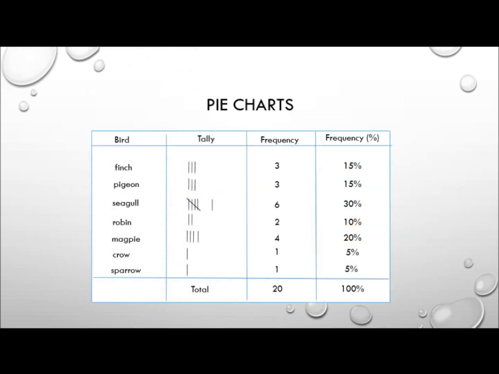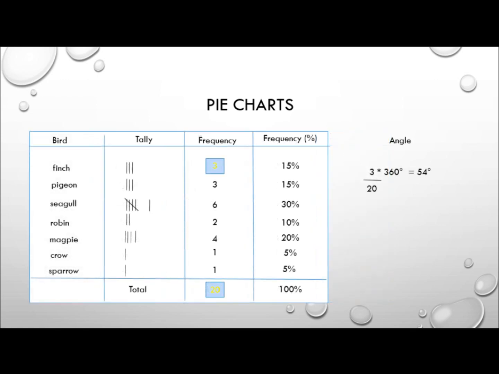Let's go back to my hypothetical garden and these hypothetical birds that came and visited. We drew up a tally chart, we drew up a frequency chart, and then we decided just for fun we'd add another table where the frequency was converted to a percentage. So what I've done with my chart, I've taken the frequency and I've divided it by the total, and I've multiplied that by 360 degrees to get 3 over 20 times 360 degrees equals 54 degrees.